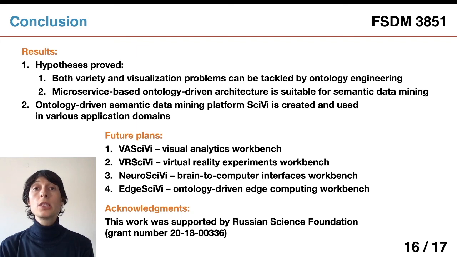Currently, SciVi platform is about to grow in four major directions: fostering the tools of advanced visual analytics, so-called VA SciVi Workbench, enabling experiments in virtual reality, VR SciVi Workbench, enabling brain-to-computer interfaces, Neuro SciVi Workbench, and supporting ontology-driven edge computing, Edge SciVi Workbench. Each workbench reuses the main principles of SciVi and brings its own array of microservices, which act as operators joined into sets covering particular task classes.